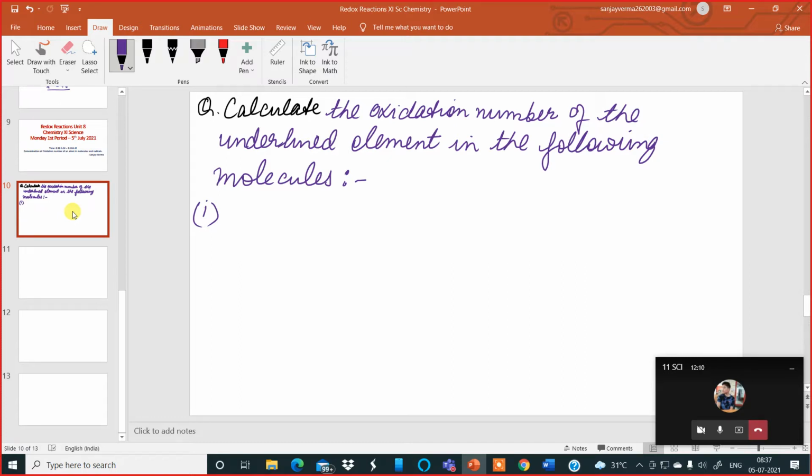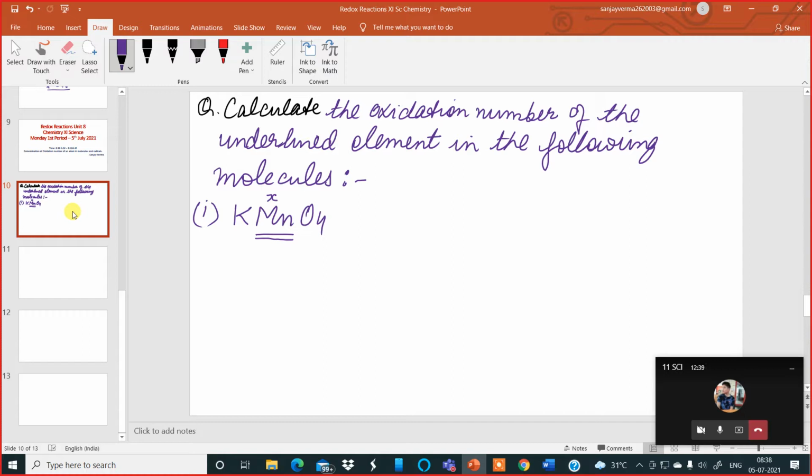The first compound which I am writing is potassium permanganate, KMnO4, and the underlined element whose oxidation number is to be found out is Mn, manganese. Now let the oxidation number of manganese be X.